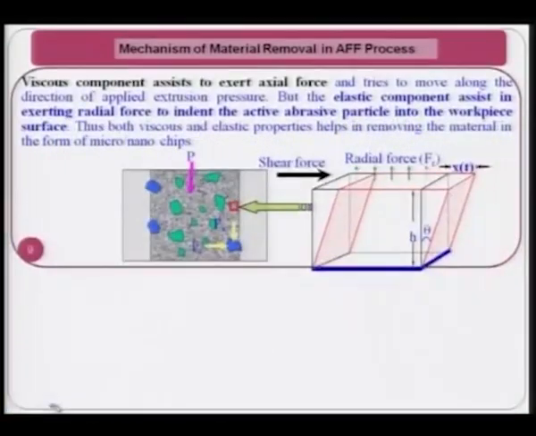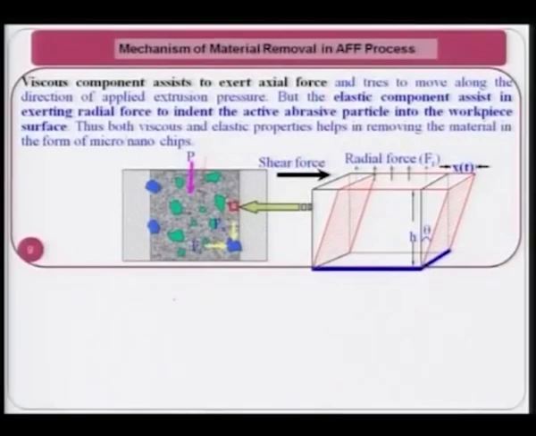Now here just see, the viscous component assists to exert axial force and tries to move along the direction of applied extrusion pressure. Now you can see here this is the pressure being applied in this particular direction, and as we have seen earlier in the second slide or so, the medium is being pushed by the upper medium cylinder or lower medium cylinder. So, this medium is being pushed downward.